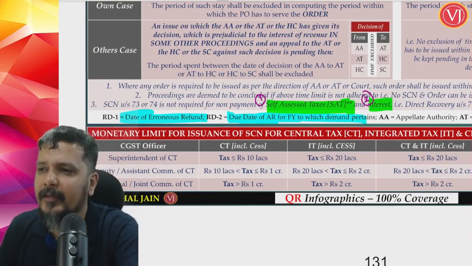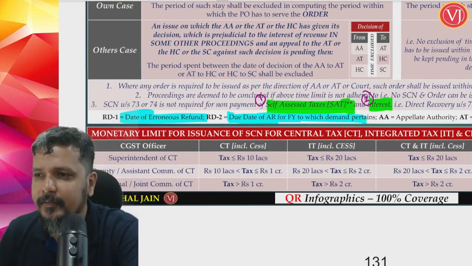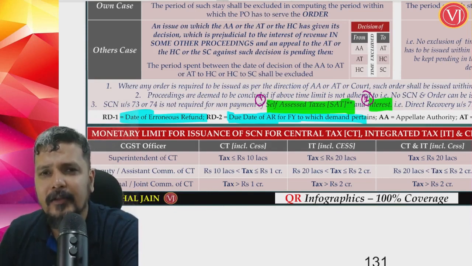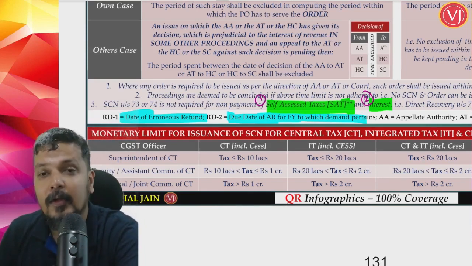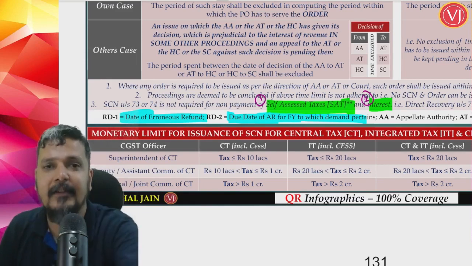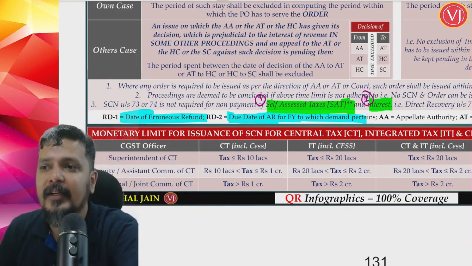If it is financial year 23-24, what is the due date of the annual return? 31st of December 2024. From that time, you can give a show cause notice within 2 years 9 months. Within 3 years you can give the demand order. So notice should be given within 2 years 9 months and order should be given within 3 years. From which time?